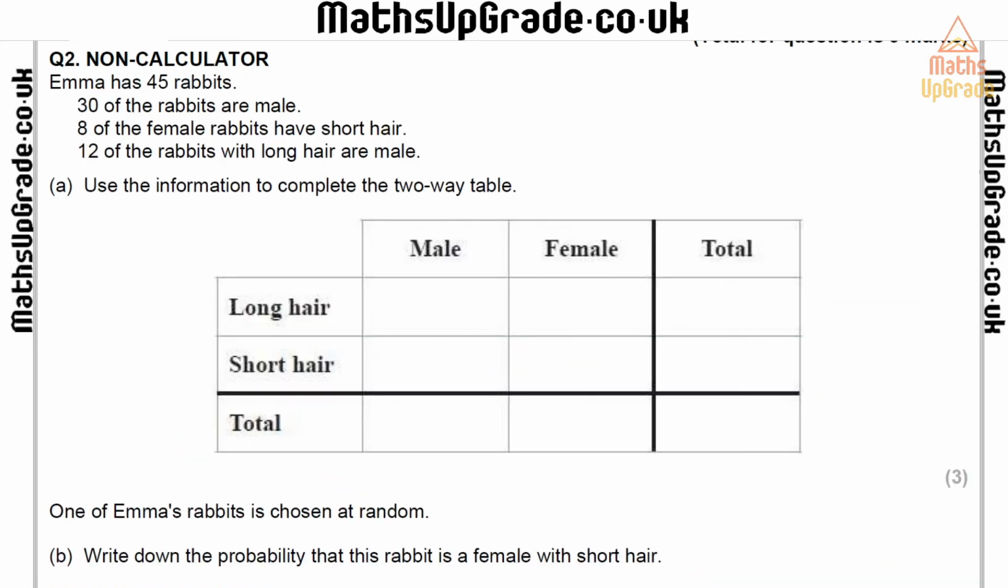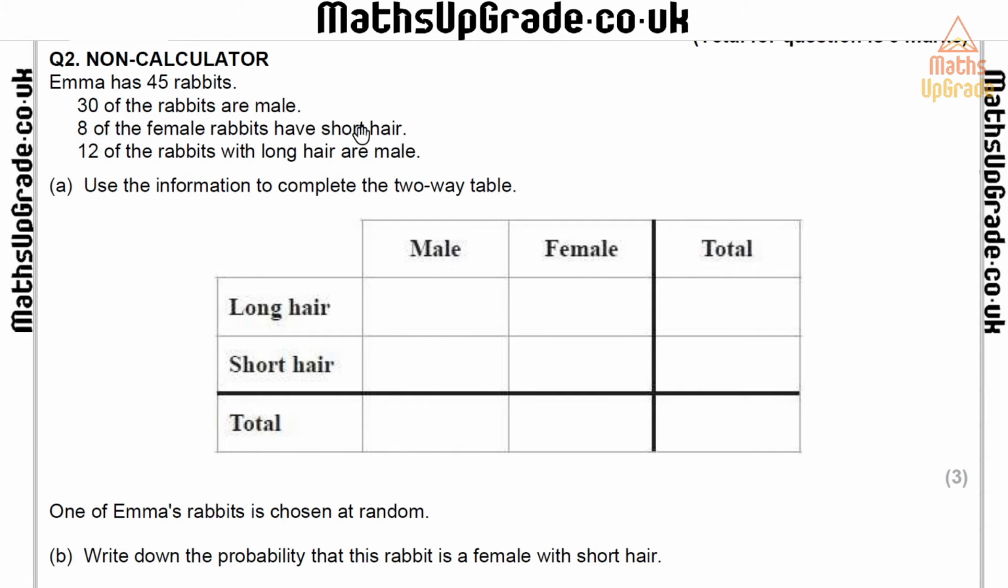In question 2, I'm given some information in a couple of sentences here at the top, and I need to use that to complete the two-way table here. So let's do that step by step. First of all, we're told that Emma's got 45 rabbits. So the total would be 45 here. I'm next told that 30 of the rabbits are male, so the total of male would be 30.